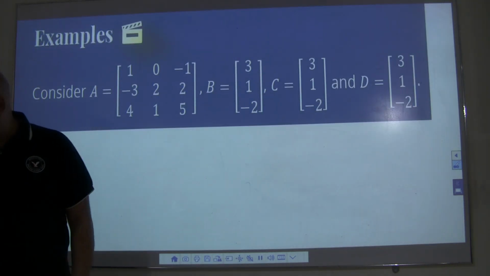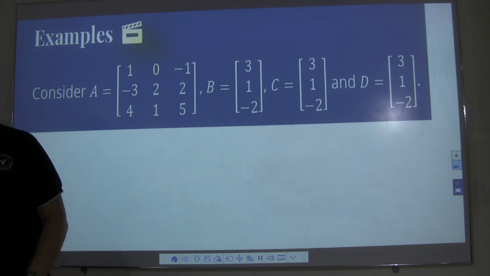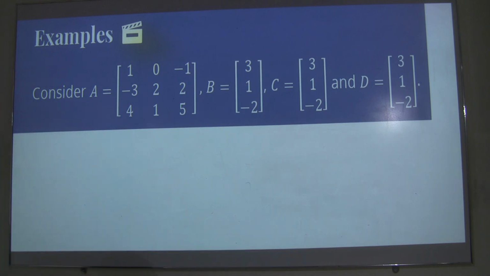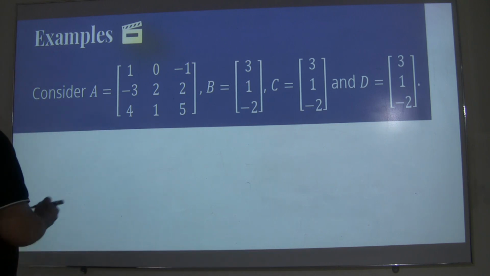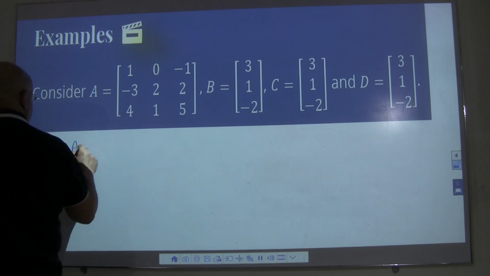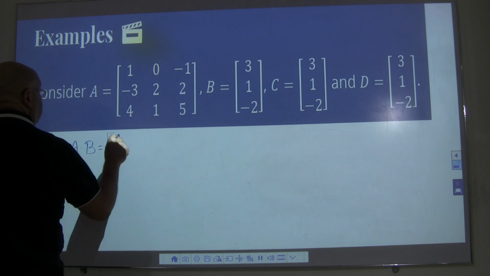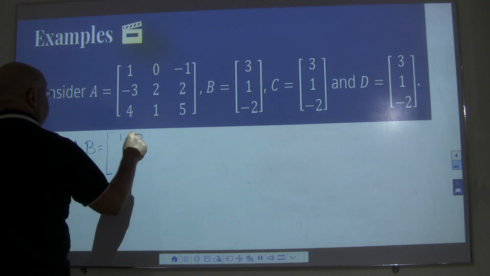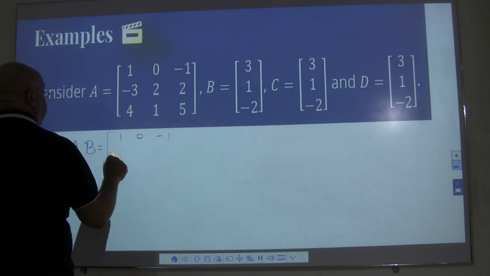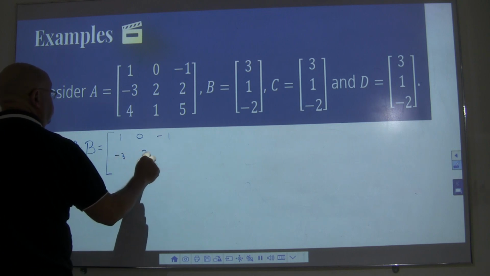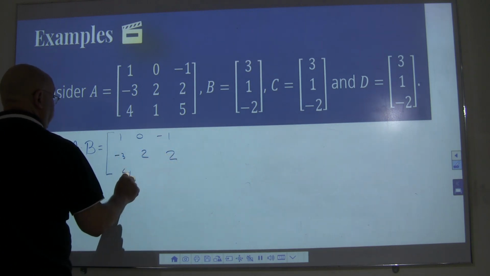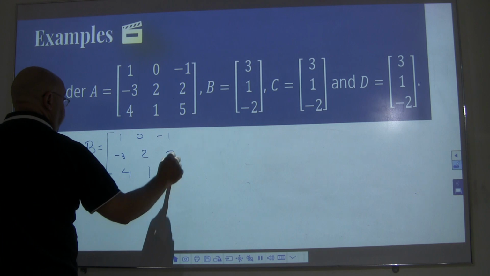This problem, it's not bad, it's nice. I want to get A times B. Anyone? A times B. Any suggestions? A is 1, 0, negative 1, then 3, 2, 2, 4, 4, 1, and 5.